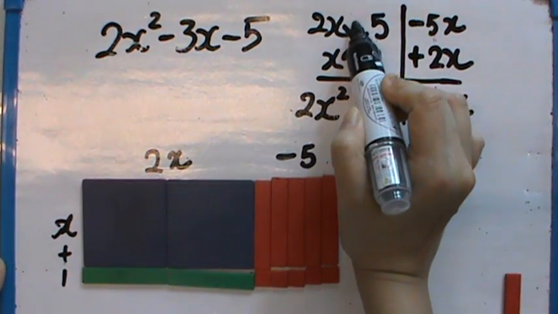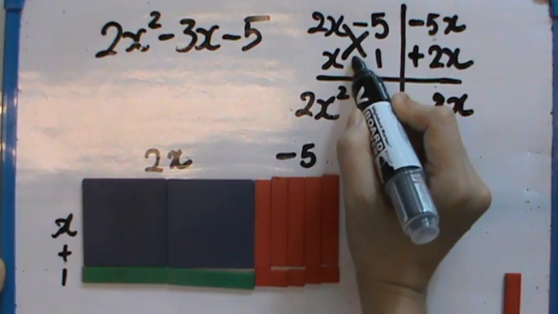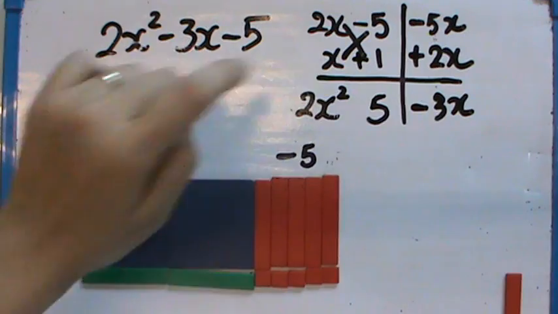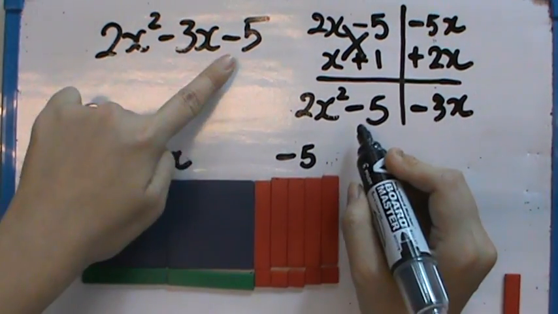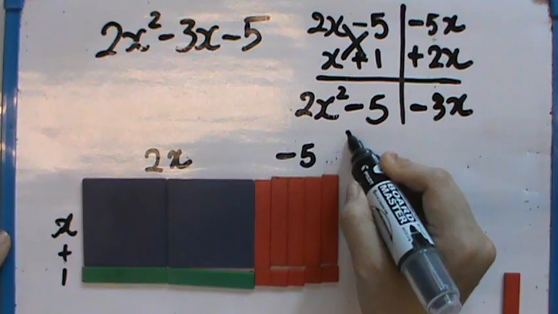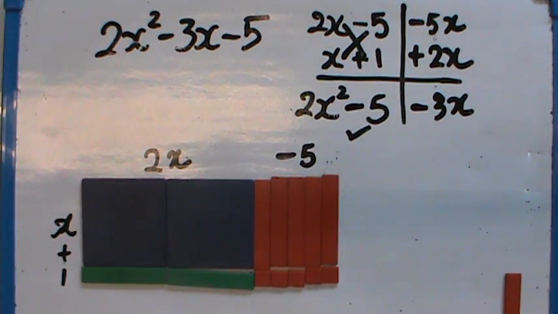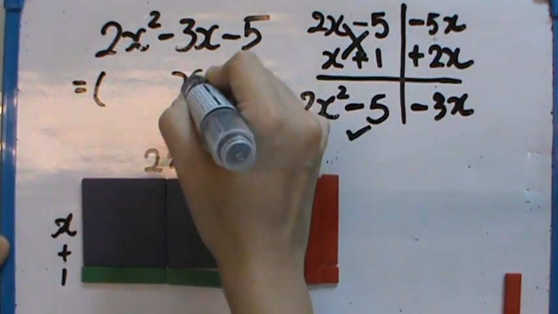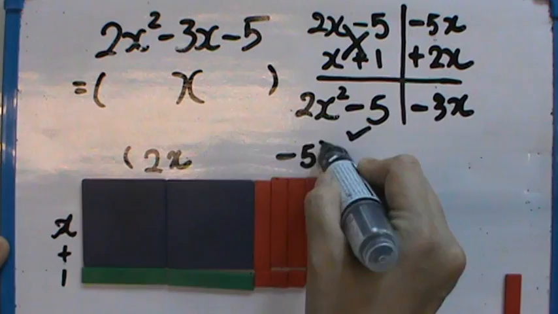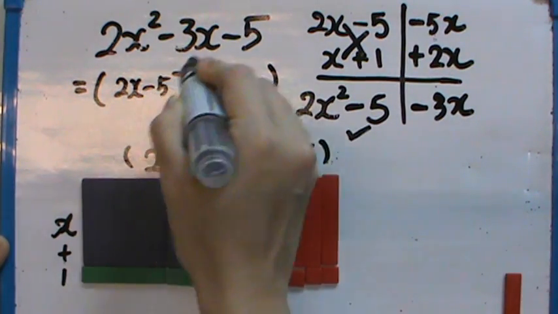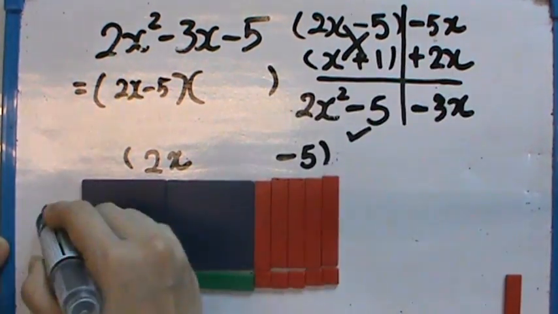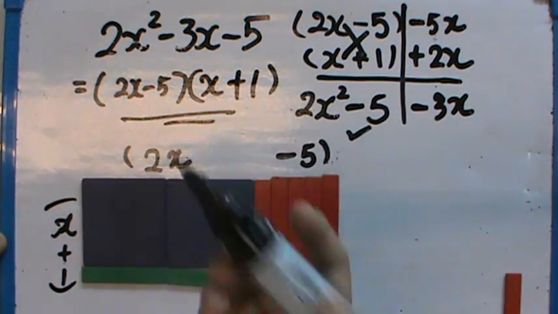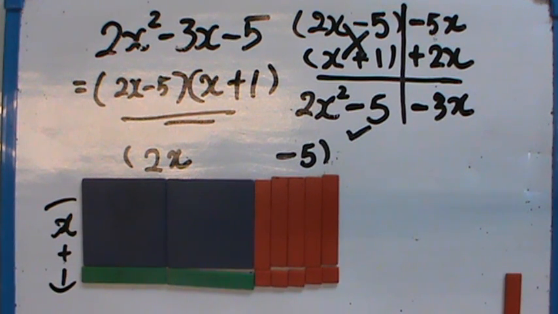Transferring the sign, I will get negative 5 plus 1. Let's check. Negative 5 times 1, negative 5. Is this sign correct? Yes. That means I have completed my factorization. And my factors are 2x minus 5 and x plus 1. Now you are ready to try for more.